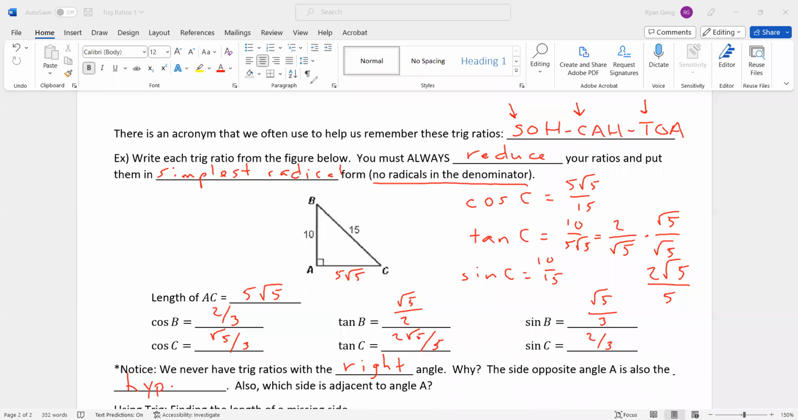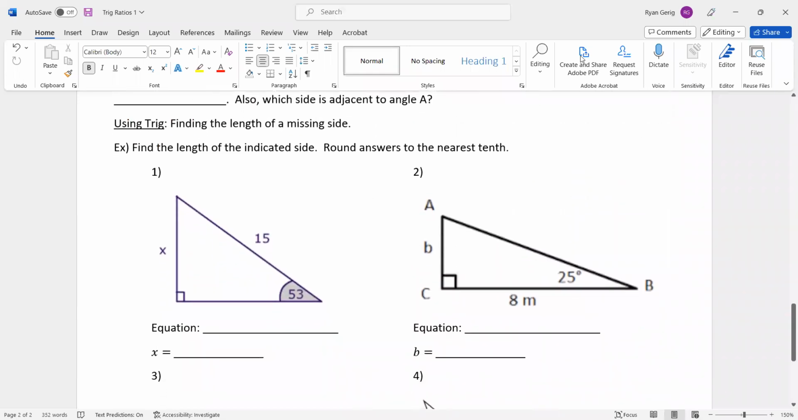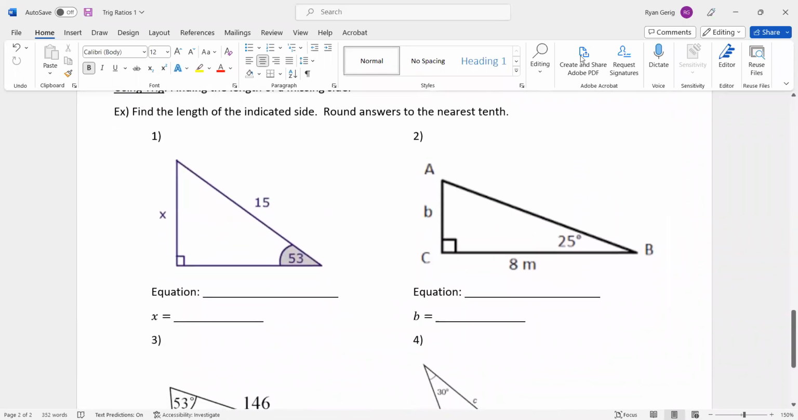Now, what you're going to see is more what 1 through 4 is here. We are going to find missing side lengths, and with the next lesson, we're going to find missing angle measures using trig. I want you to write the equation and then solve it. Okay, so you're going to have decimals, you're going to need calculators. All right, so if you don't have a calculator, get one ASAP.